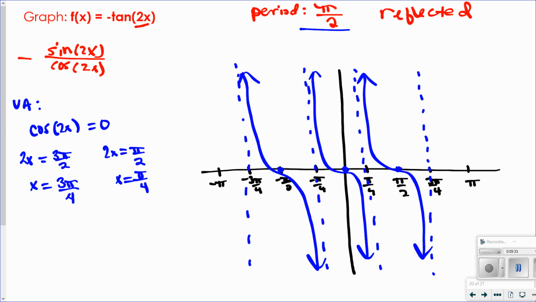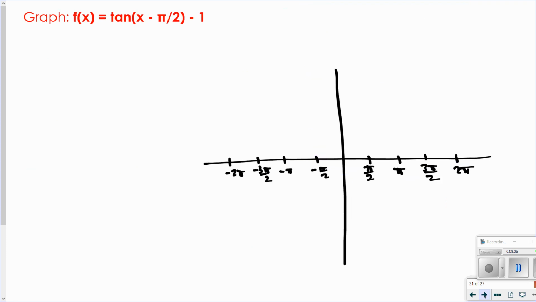Okay, let's look at another one. Here we have tangent of x minus pi over 2 minus 1. Now you can see that my scale on this graph is a little bit different, and I'll talk about that when we get there. But let's start with identifying key pieces of information. So first of all, period this time is not changing, so it's pi.